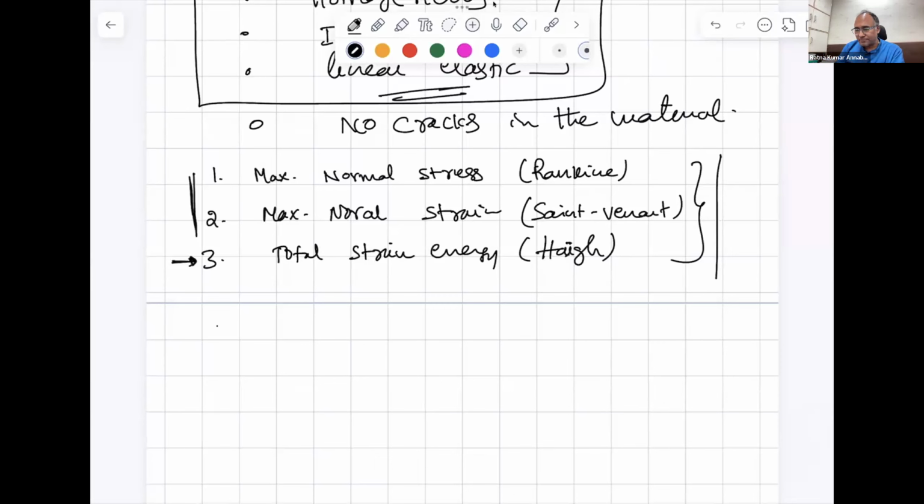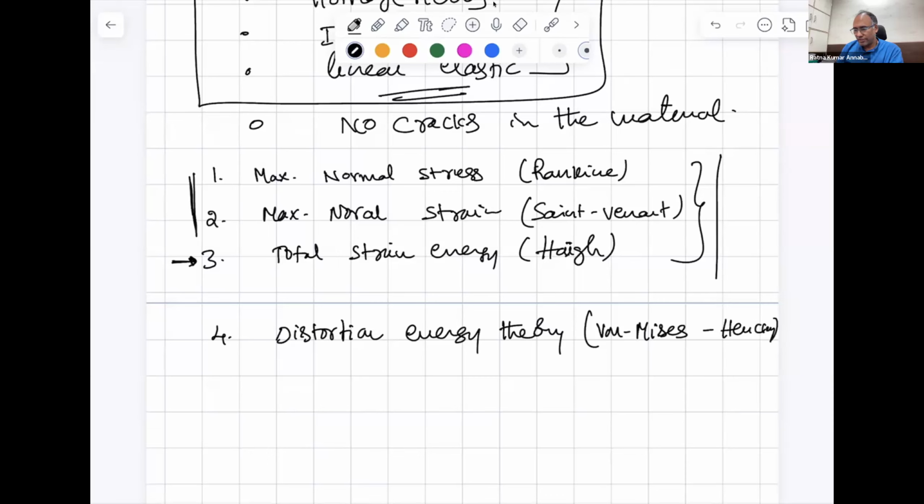Then people came up with new theories. The fourth theory is what we call distortion energy theory, or it is also called von Mises-Hencky theory. And the fifth one is maximum shear stress theory, which is also called Tresca theory, Tresca-Guest theory.